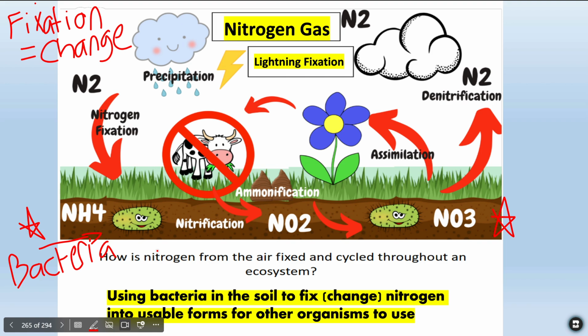We actually see this when we talk about things like planting crops. A lot of times farmers will plant crops like beans around their plants because beans have these bacteria in their roots that will help fix the nitrogen.